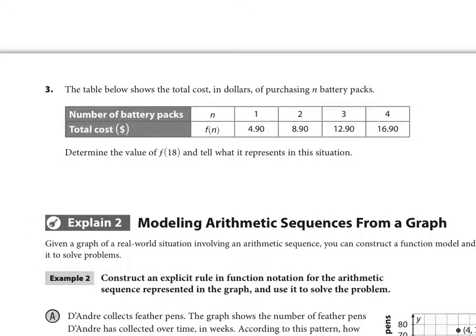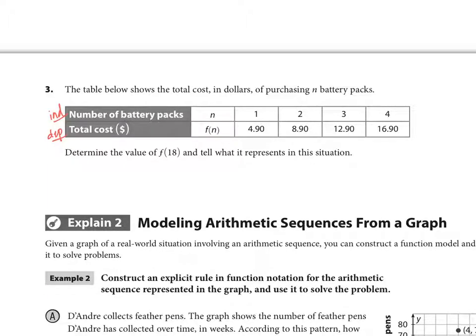We have a table that shows the cost in dollars of purchasing n battery packs. We have the same directions here, which is to write the explicit rule. Then we're going to find the value of a specific term and then interpret it as well. So the number of battery packs is our independent variable. The total cost is going to depend on the amount of battery packs.